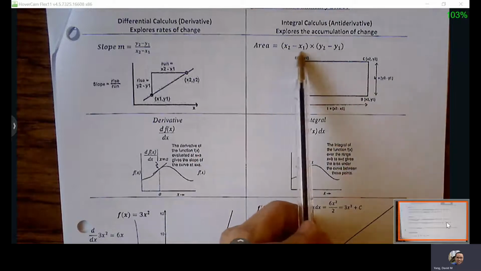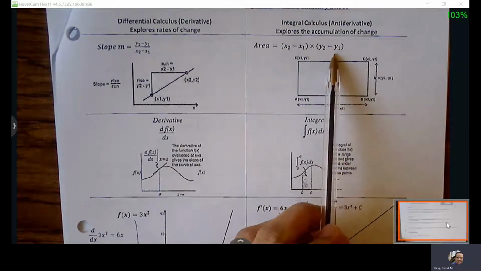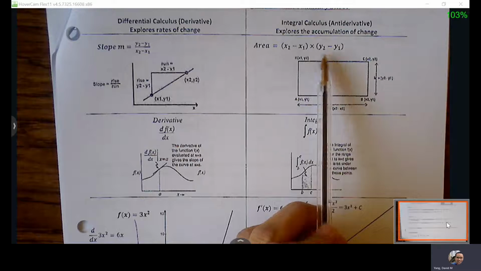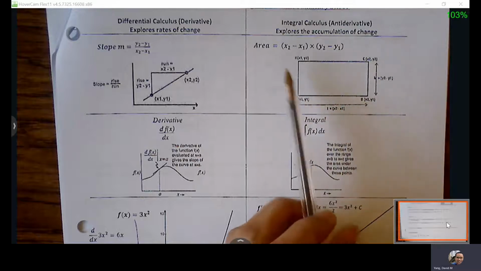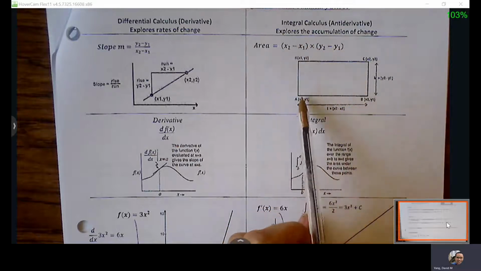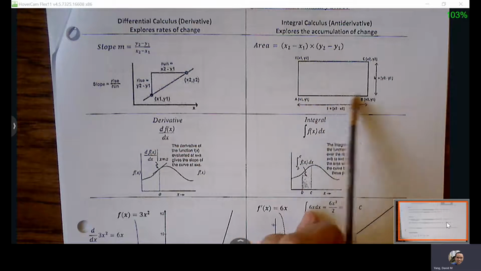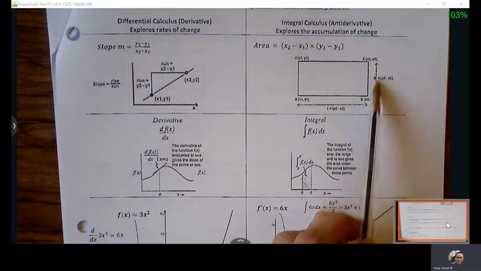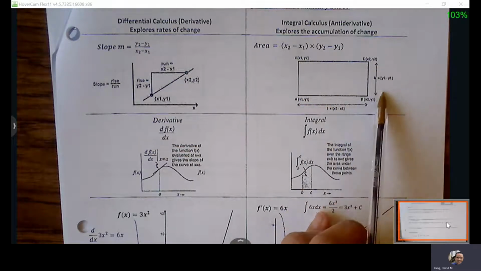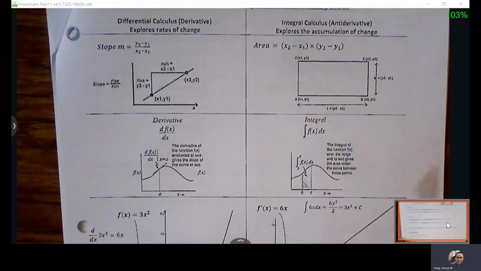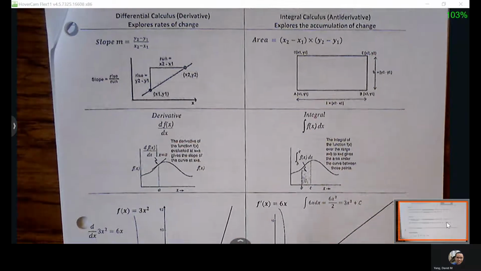Okay, you can recognize this x2 minus x1 times y2 minus y1 as just the area of a rectangle, right? But the important thing is that it's area related. We know x2 minus x1 is the width of some rectangle, and y2 minus y1 is the height of some rectangle. We get that area feature to show up.